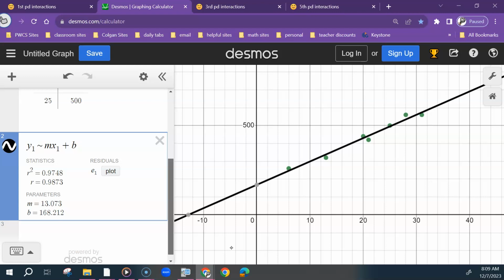I'm debating if we have time to do number 1 on the next page or not. Do we want to start number 1 or do we want to wait till tomorrow? Wait till tomorrow.